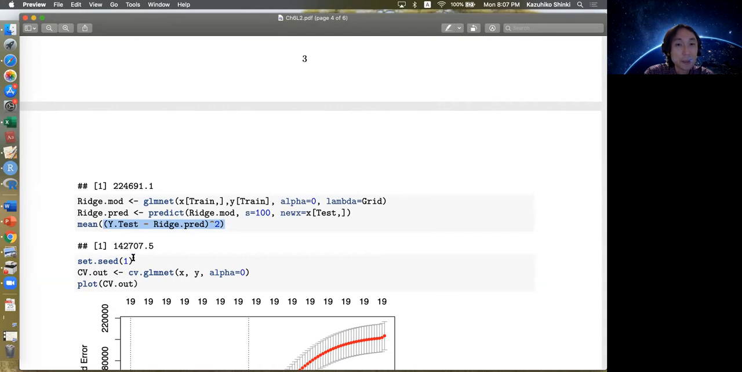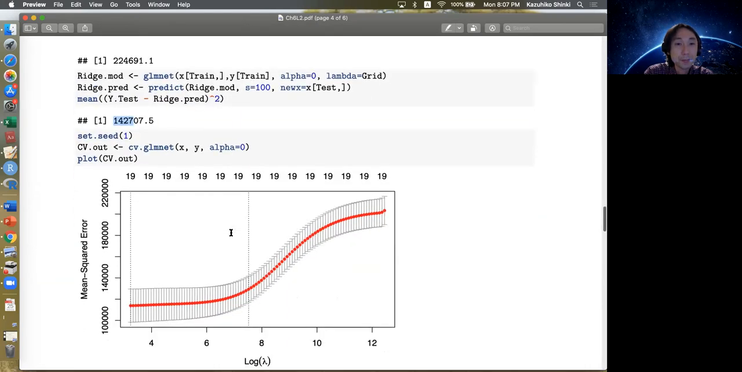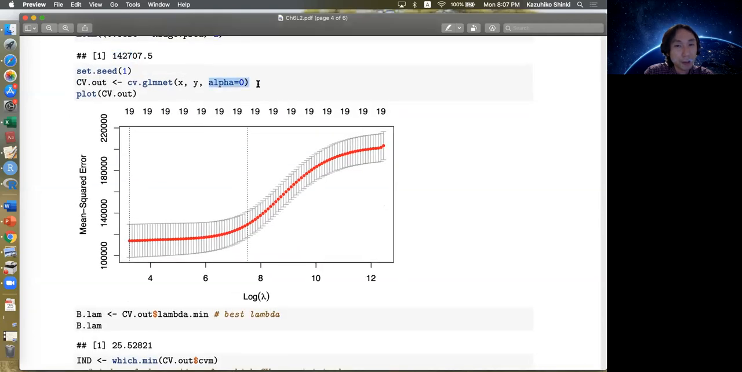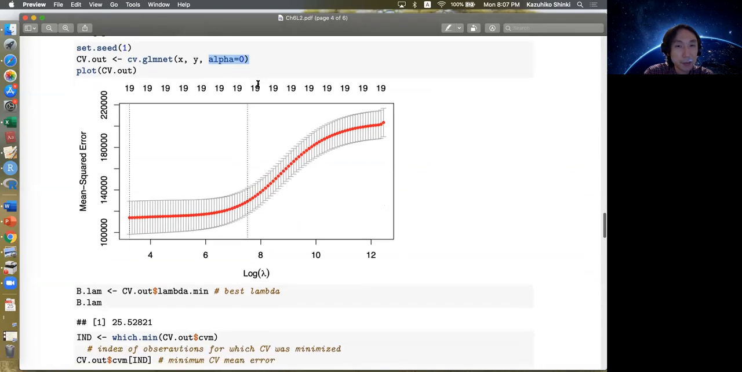So if we use ridge regression with this parameter lambda, then we get a 1/3 reduction. Basically, we can explain 1/3 of the variation in Y by this ridge regression model. So now we want to optimize lambda. Alpha equal to 0 just means ridge regression. Alpha equal to 1 means the lasso.